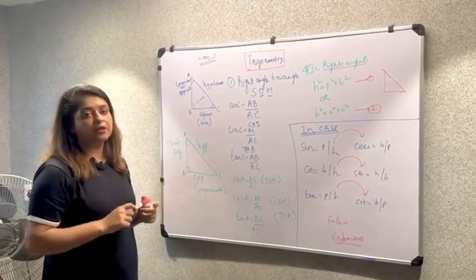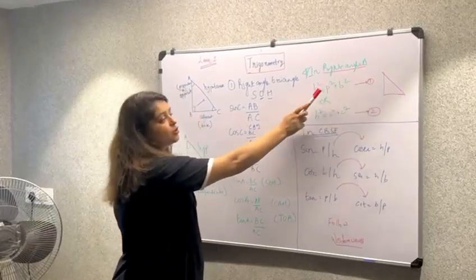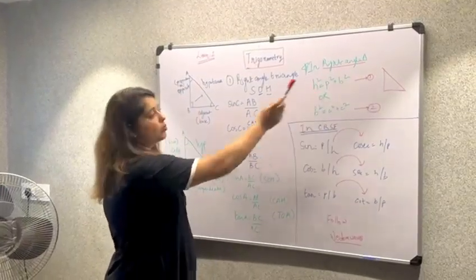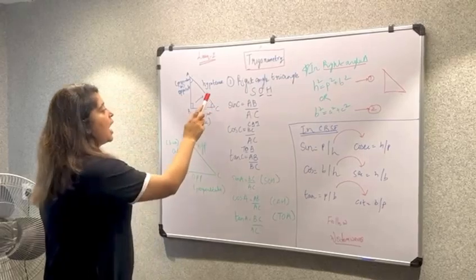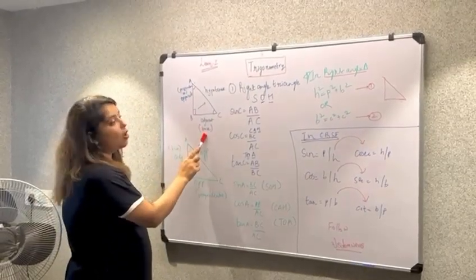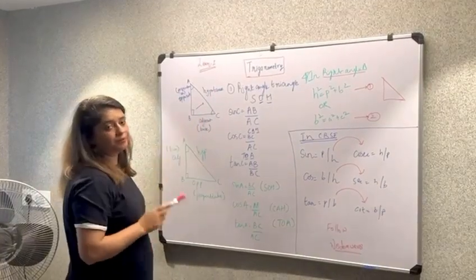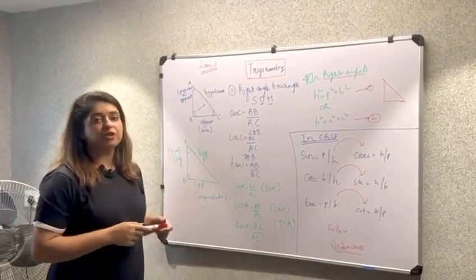But before that we need to understand that in right angle triangle we can also apply the Pythagoras theorem. What is Pythagoras theorem? Hypotenuse square is perpendicular square plus base square, or b square is equal to c square plus a square. Now going back to trigonometry again.